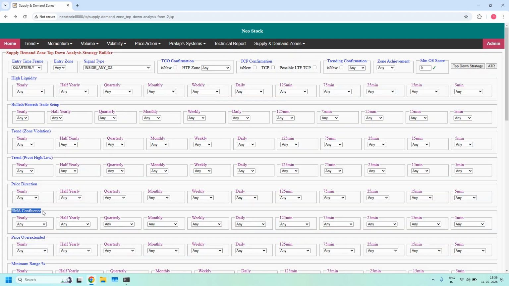Here in the EMA Confluence filter at quarterly time frame, I am setting the filter: quarterly demand zone is having quarterly EMA Confluence or not. The EMA Confluence filter works or makes sense only in a trending market, but not in the sideways. That is the reason why for the trend at quarterly time frame, I am setting either only up or down, but not sideways.